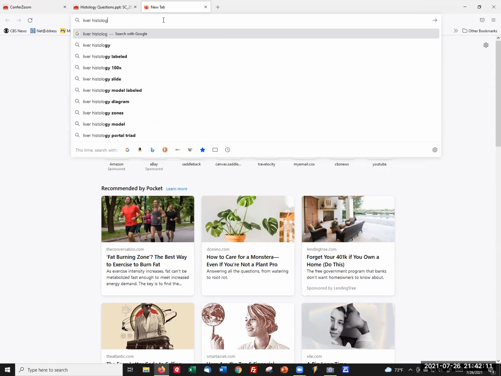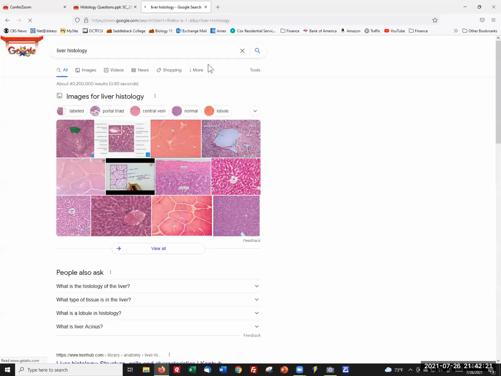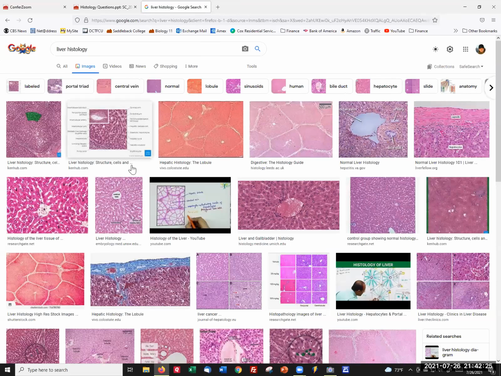When you're looking for any of these things on your own, I want to see the histology of the liver. You got to get the word histology in there. You won't get anything you want. And then hit images. Okay, this is liver. You see the tablets. The color means nothing.